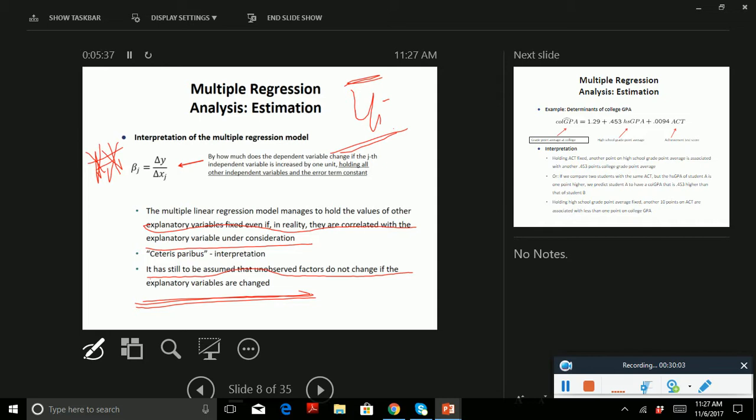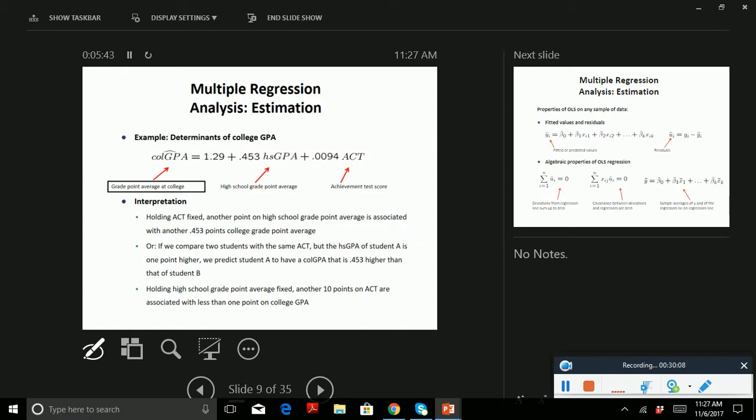These are all theoretical things, right? So let's do an example. Let's look at the determinants of college GPA. College GPA would depend on maybe your high school grade point average and your ACT score, the achievement test score. So the interpretation is that when we are trying to analyze how high school score is affecting my college GPA, in that case I have to hold the ACT score fixed.